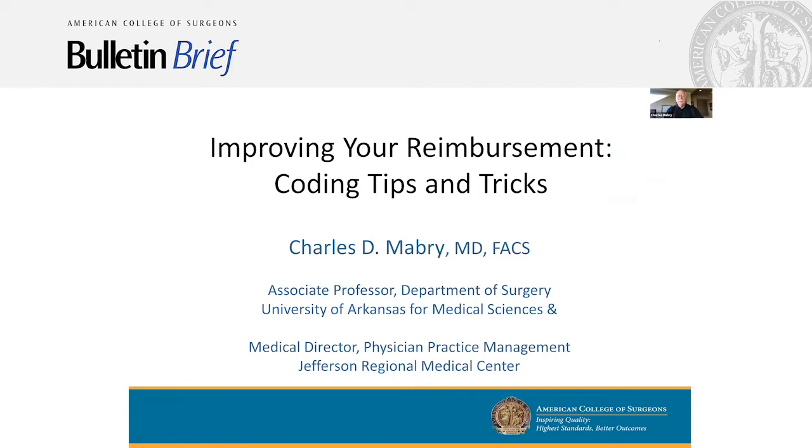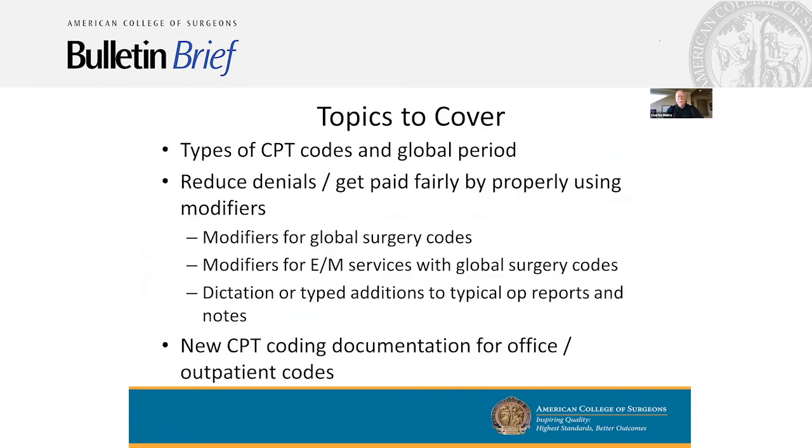What we're going to cover today is several different topics. We'll just give you an overview first, and then we'll dig into the details. First, I'd like to discuss a little bit about the types of CPT codes and the global period. What does that mean and which codes fit where? And then we're going to focus most of the whole talk on reducing denials, or if it's not denied, getting paid fairly for properly using the modifiers. And we're going to cover different modifiers for surgical codes, modifiers for the E&M services with the global codes, and then a few little tips and tricks about dictation and typed editions for your typical op reports or notes. I think will be very helpful.